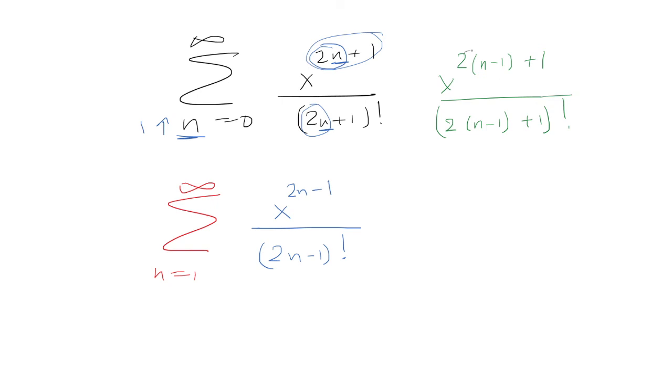You would distribute the 2. You get x to the 2n minus 2 plus 1, and then 2n minus 2 plus 1 factorial. Minus 2 plus 1, that's minus 1. And then you just have 2n minus 1 as the exponent, and we're going to put that over 2n minus 1 factorial. So you do end up getting the same answer.